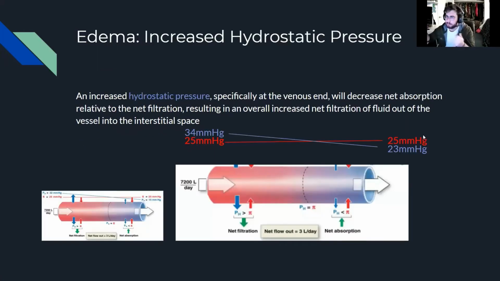First example is from an increase in hydrostatic pressure, specifically at the venous end. This can happen as blood in the venous end stops fighting against gravity. You're sitting down for too long, blood is pooling. It's not going against gravity. It's pooling, it's increasing in volume, increasing in pressure. The more fluid in the vessel, the harder it's pushing against the vessel. That's going to increase hydrostatic pressure, decreasing the amount of absorption that takes place at the venous end relative to the amount of filtration that took place at the arterial end.